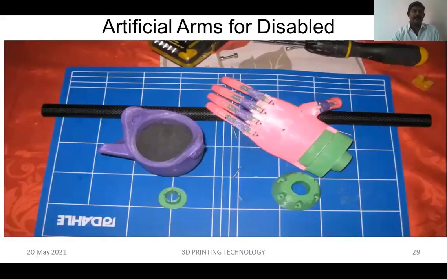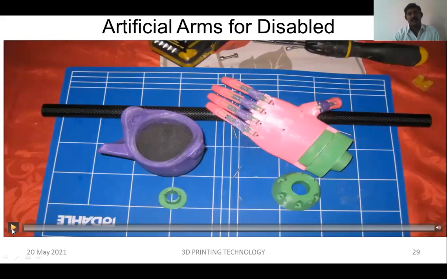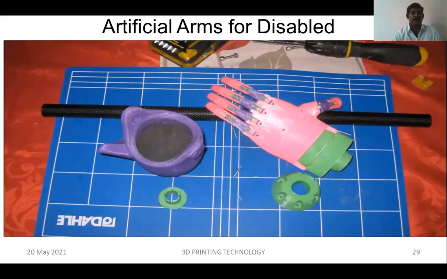And in healthcare, in medical, now we will see this video. Then only can we easily know how 3D printing is effective for artificial arms for disabled people.